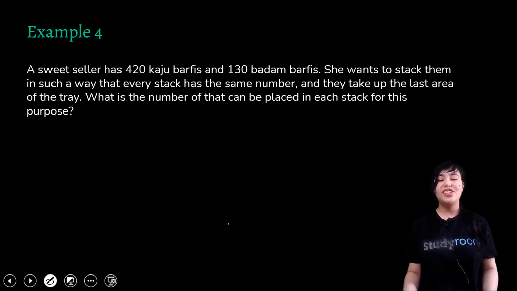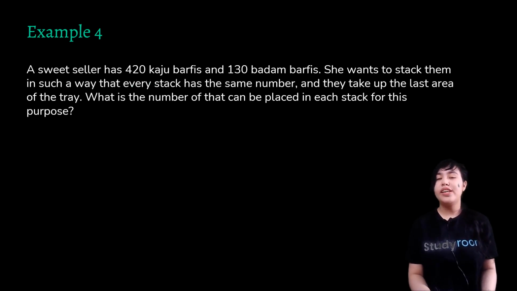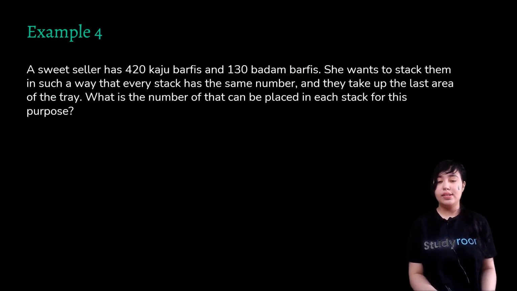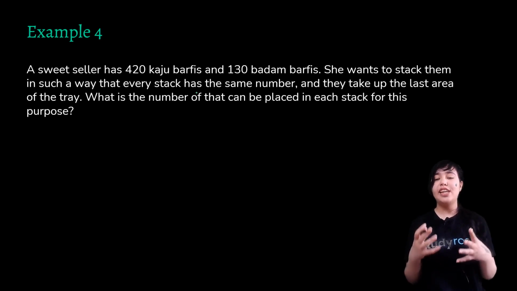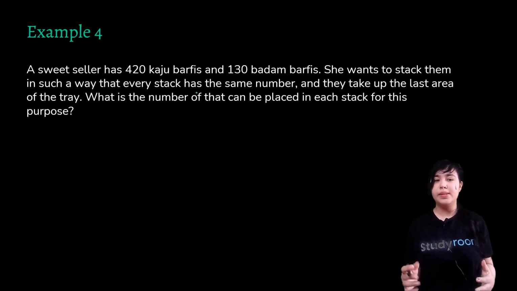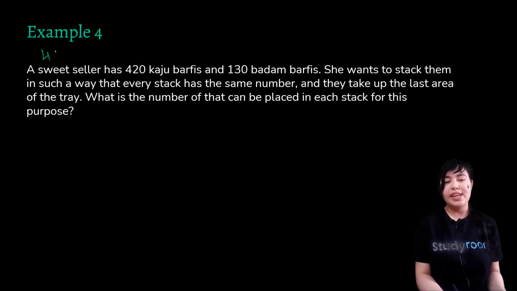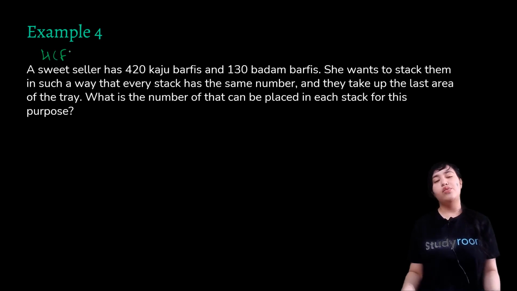Now we have a mouth-watering question. So here we are talking about sweets. There are 420 Kaju burfis and there are 130 Badam burfis. So there's a sweet seller who wants to stack them in such a way that they take up the least area of the tray. And how many of such burfis can you place in each stack for this purpose? So this is indirectly asking you for the HCF. Now HCF of what? 130 and 420. So we'll make use of Euclid's division algorithm to find that.